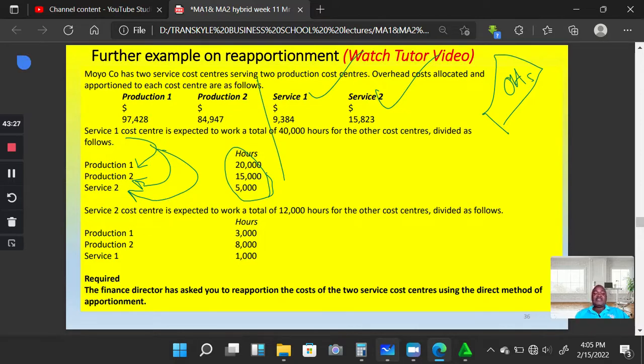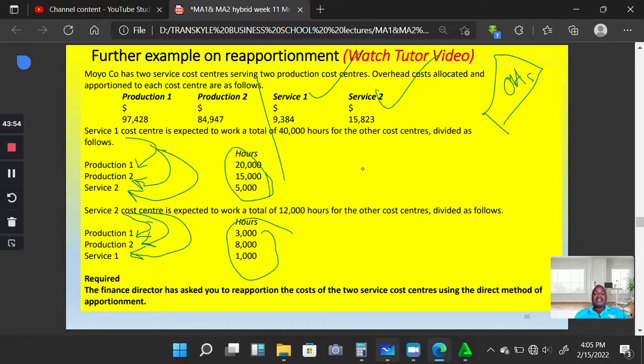Similarly, service 2 cost center is expected to work a total of 12,000 hours for the other cost centers, divided as follows. If you add up 3 plus 8, that's 11, plus 1, that's 12, which is 12,000. So service cost center 2 is offering service to this one, then this one, then this one.